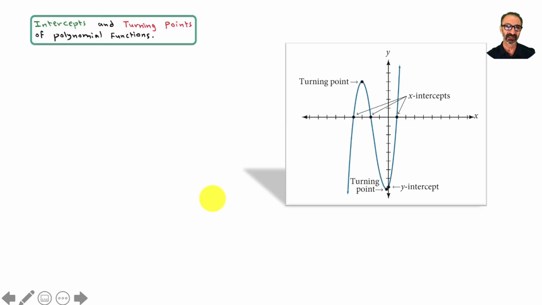Let's talk about intercepts and turning points of a polynomial function. This is called the y-intercept. These 3 points are called x-intercepts. This is called a turning point. When you change from increasing to decreasing, when you make a U-turn, a legal U-turn. An illegal U-turn means you cannot make a U-turn, but you make it. This is another U-turn, the other way around.